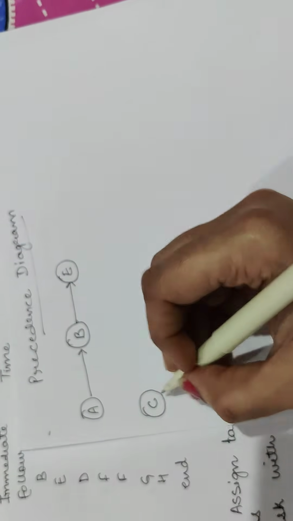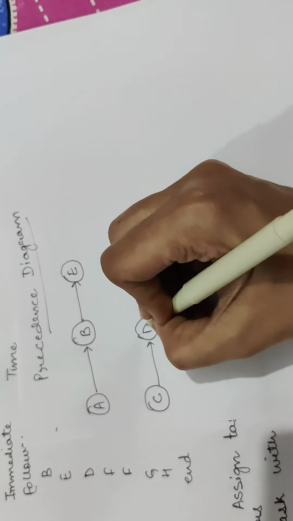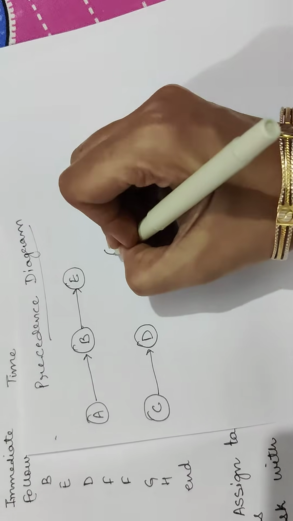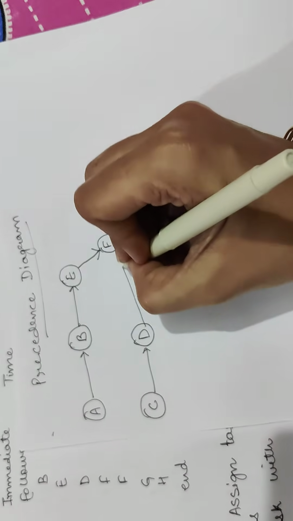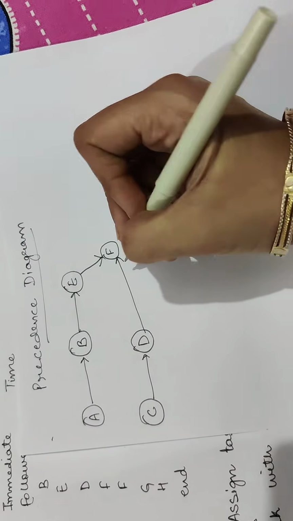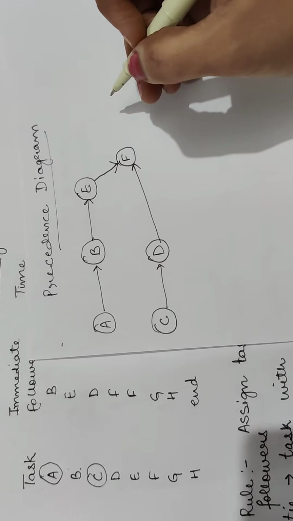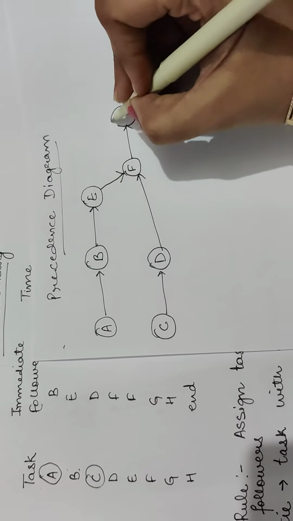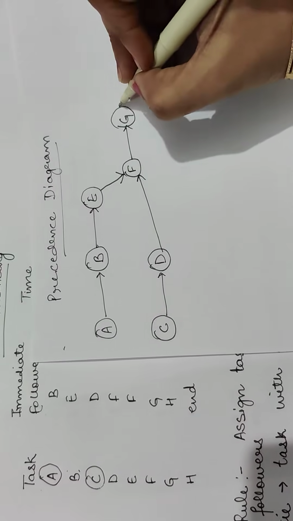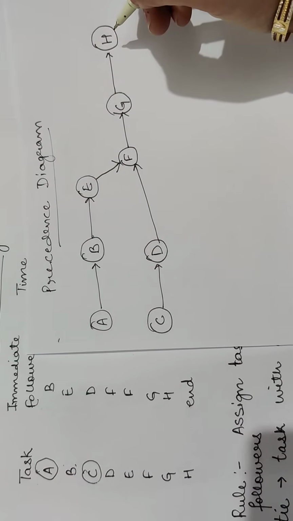Fine. Now after C, D is there, and after D, F, after E, F. So F will be like this. So after E, F, after D, F. Right. Then you can see that after F we have G, and after G we have H. So this is the precedence diagram.